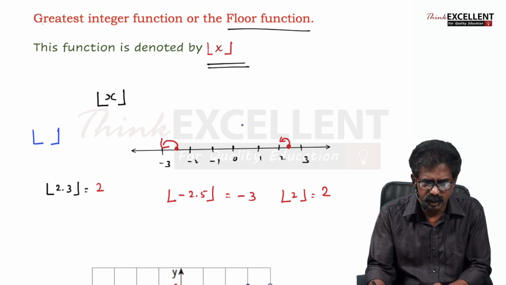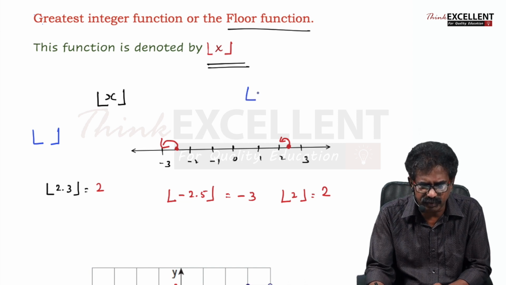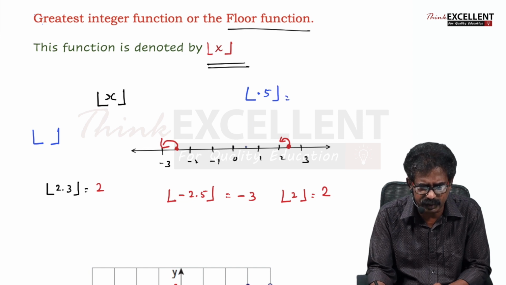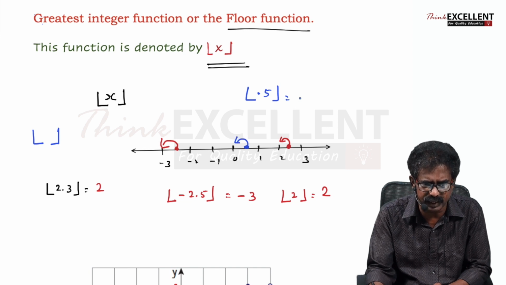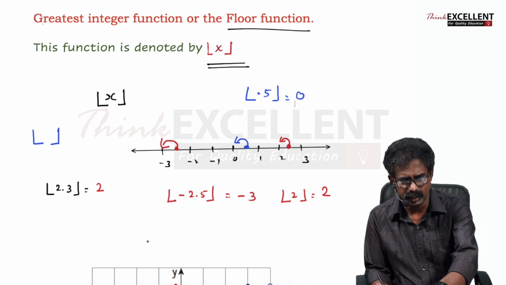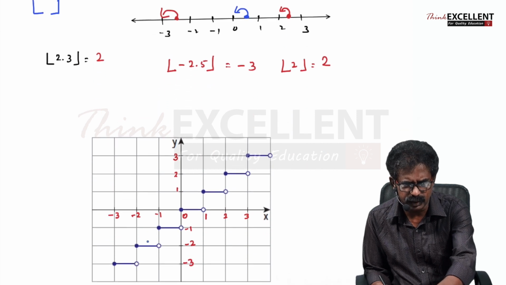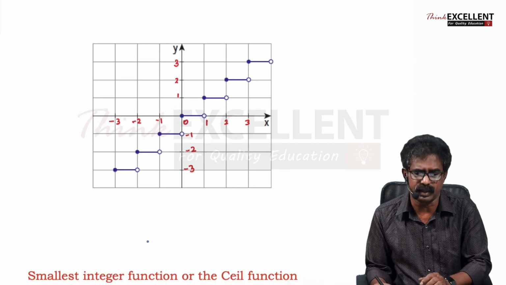Suppose I want the greatest integer of 0.5. So 0.5 lies between 0 and 1, right? So 0.5 is here. What's the left side integer? 0. Like that you can take. So for every element, you take the greatest integer.